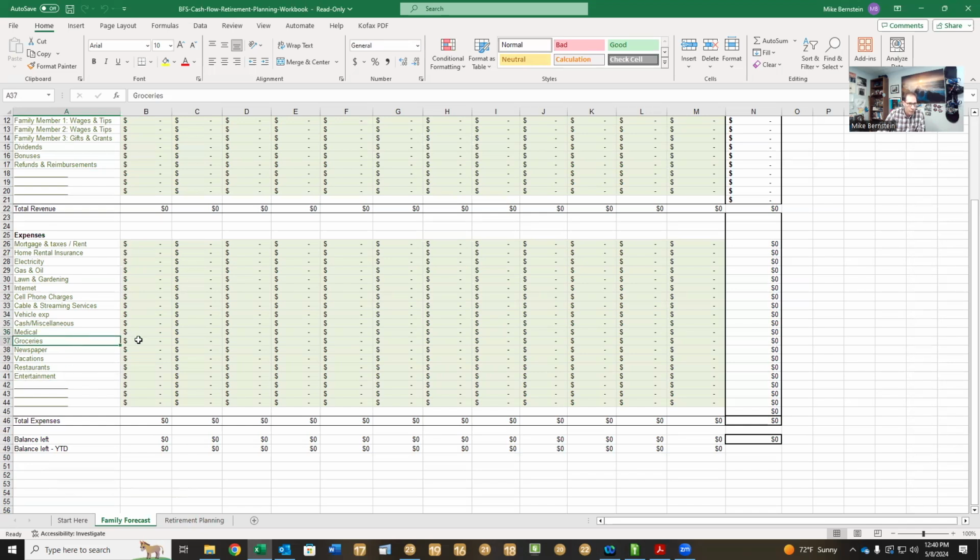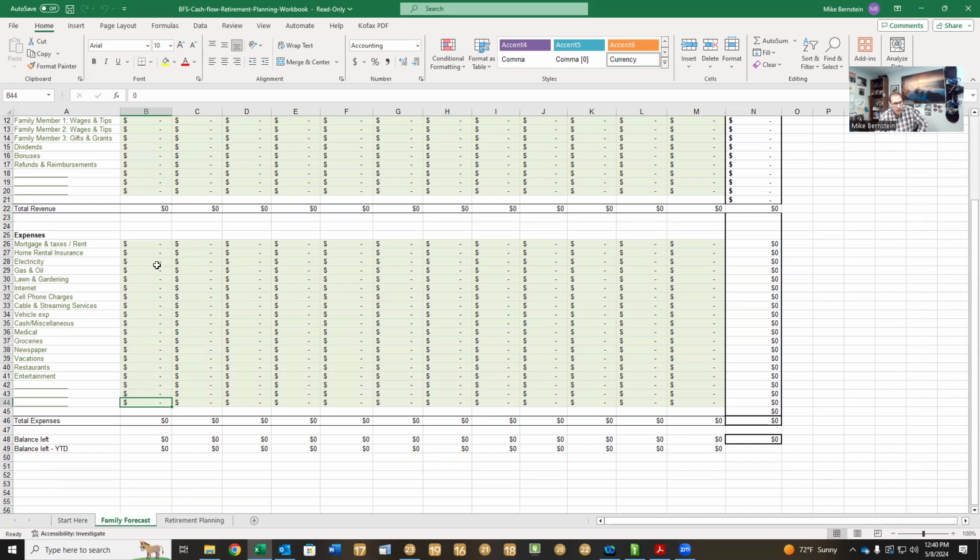Groceries, those should be anywhere from a single person spending $500 or $600 a month to a family with multiple children spending upwards of $2,000, $2,500 a month, depending on the number of children, what's going on. Newspaper, vacations, restaurants, entertainment, etc.